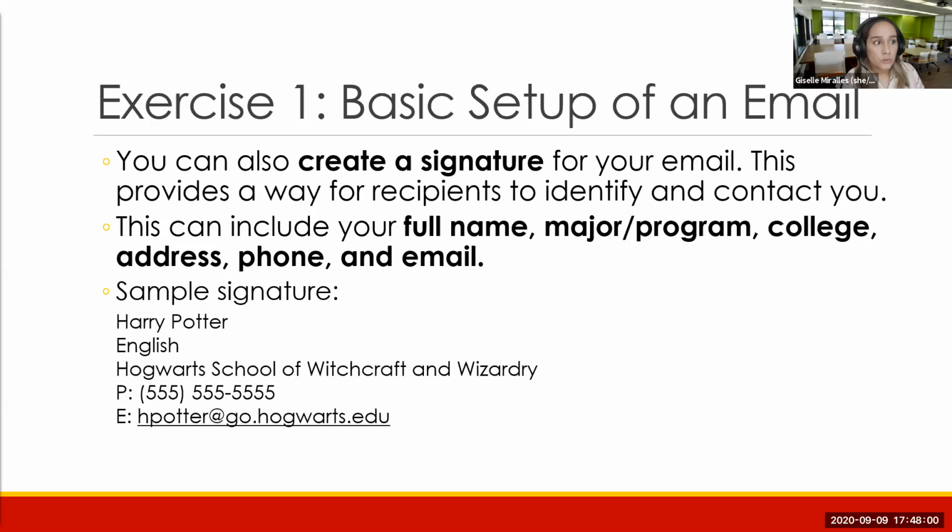After you've made sure your email address is professional, you also want to create a signature. Now, a signature for your email is not required. You do not need to have a signature. However, it's a great way for recipients to be able to identify you and contact you if need be. So some things that people include in their email signature are their full name, their major and program, college, address, phone, and email. You don't need to include all of these things. Just include what you feel comfortable including.